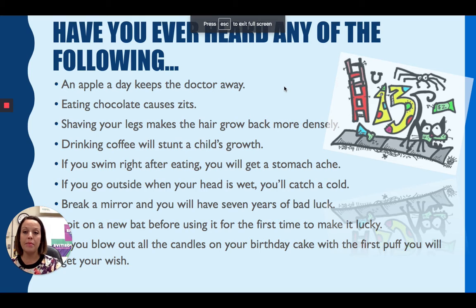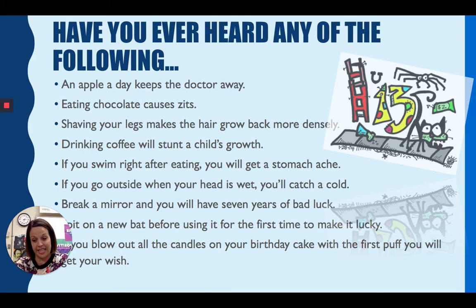Here are some common superstitions. So have you ever heard any of these? An apple a day keeps the doctor away. Drinking coffee will stunt a child's growth. I don't know about that. I did drink a lot of coffee, and I'm not the tallest. But if you swim right after eating, you'll get a stomach ache. If you go outside with your head wet, you'll catch a cold.